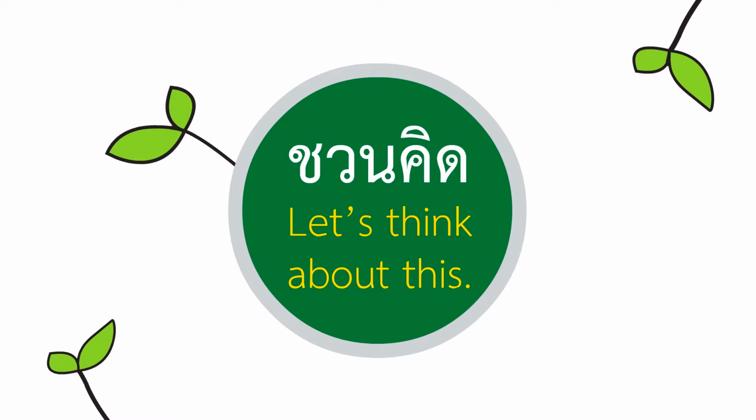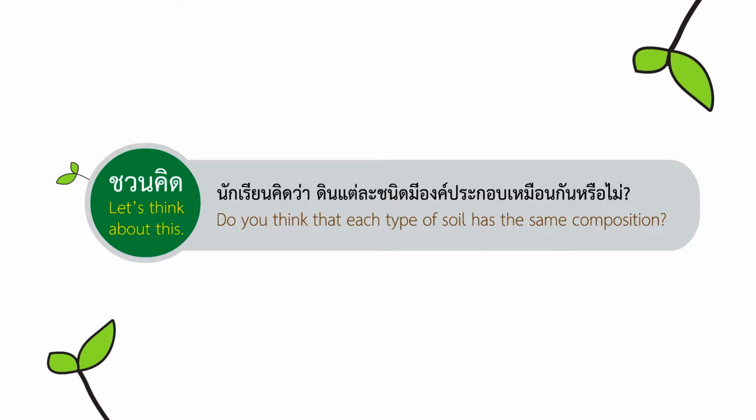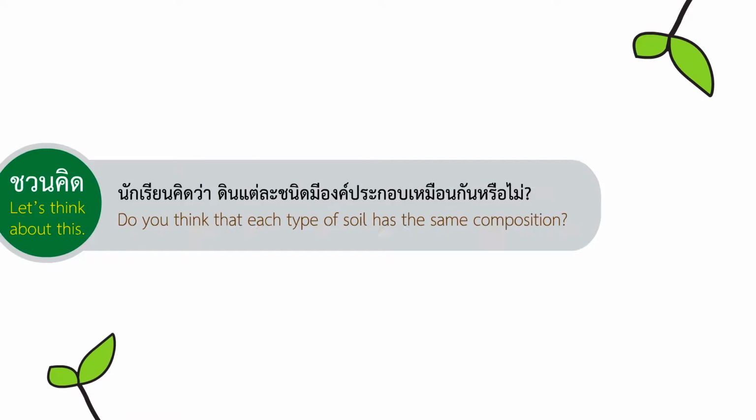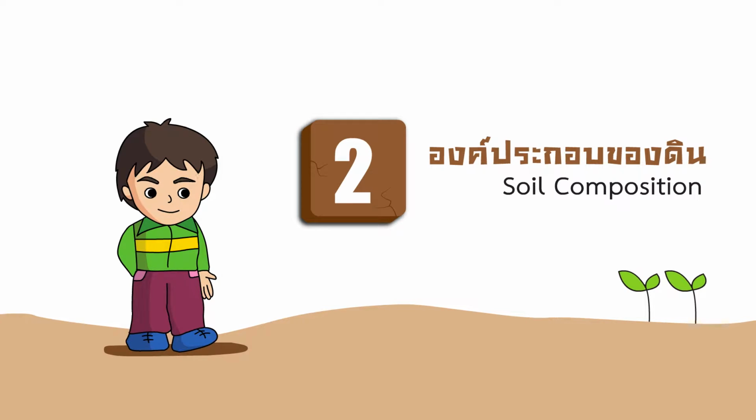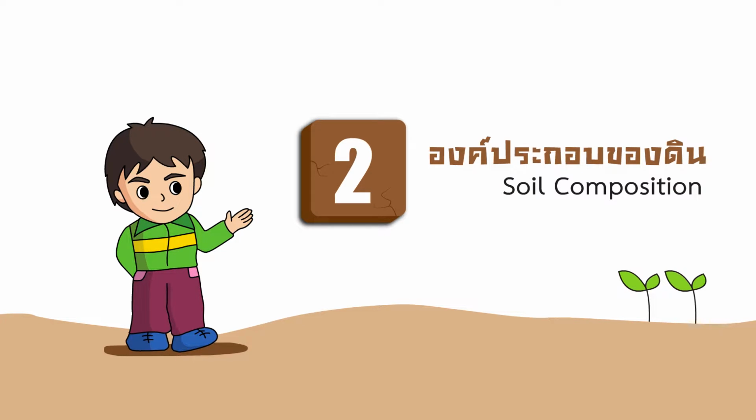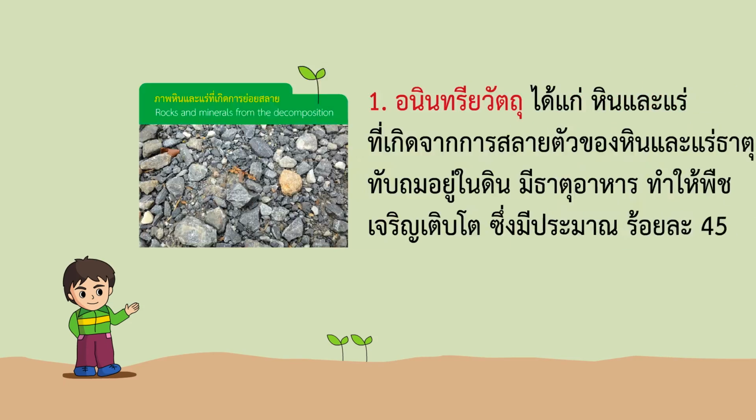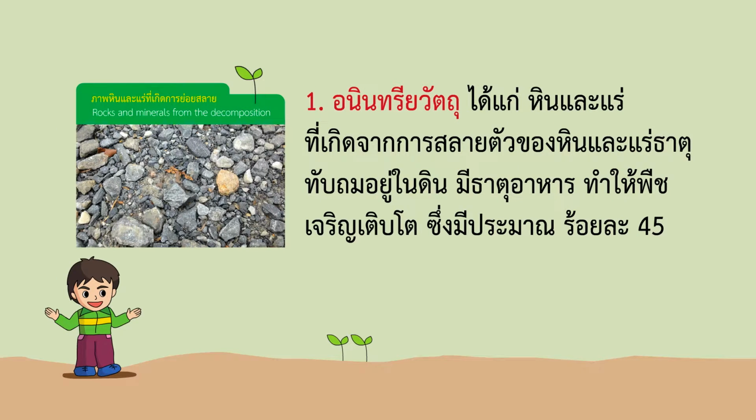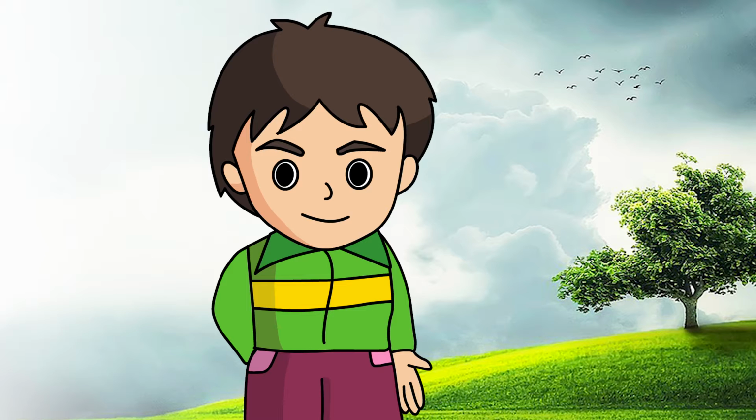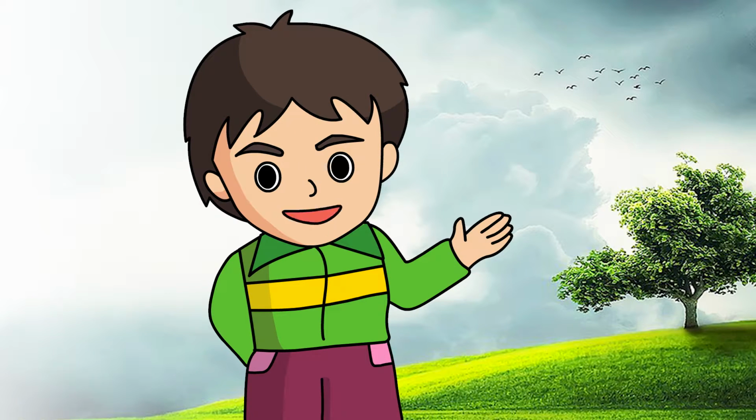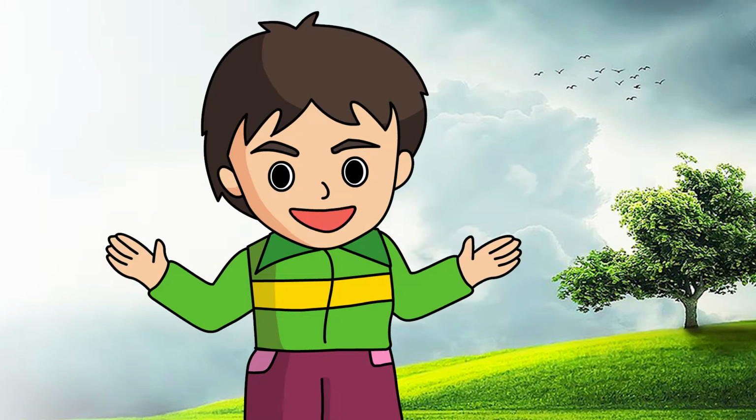Let's think about this. Do you think that each type of soil has the same composition? 2. Soil composition. 1. Inorganic matters include rocks and minerals which decompose and deposit in soil and contain nutrients that are important to plants. In soil, there are 45% of inorganic matters.